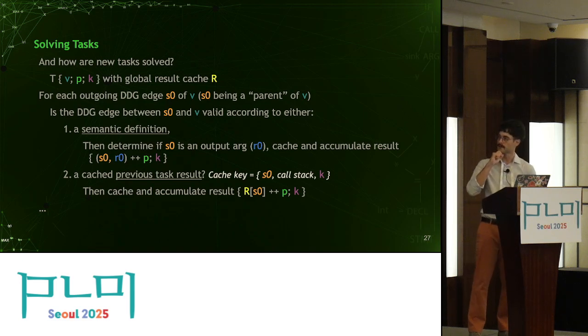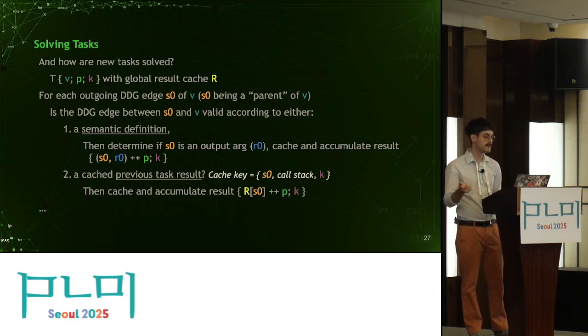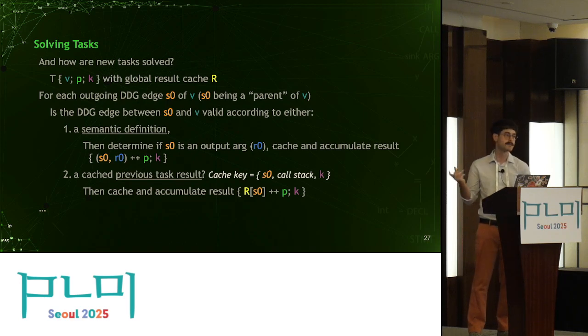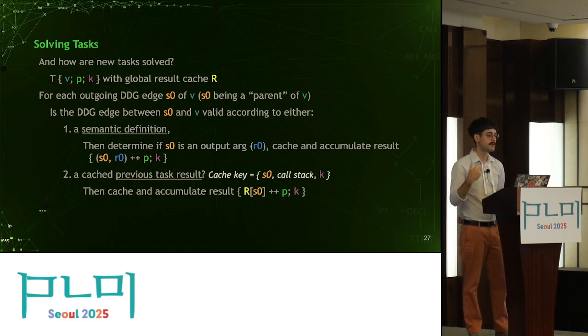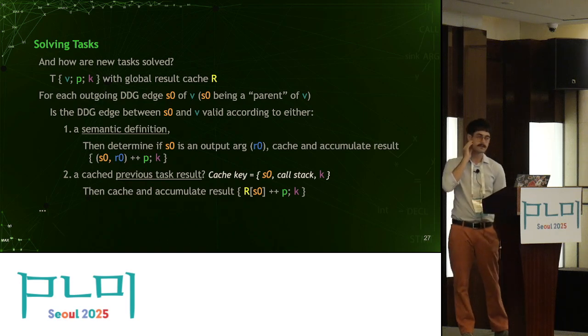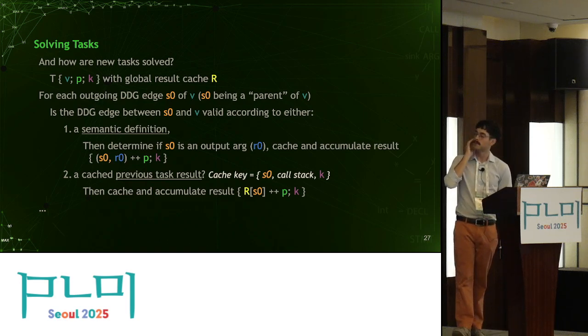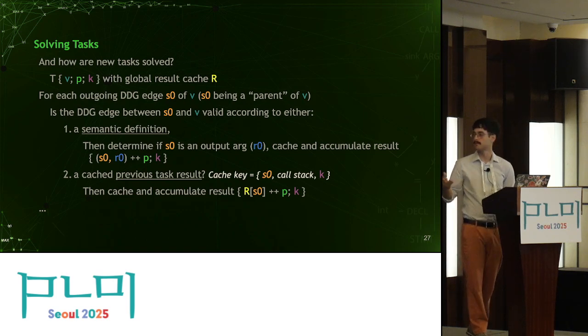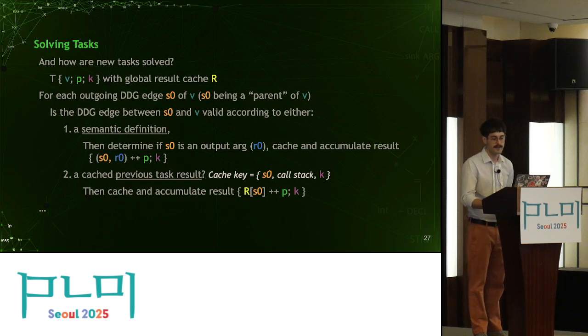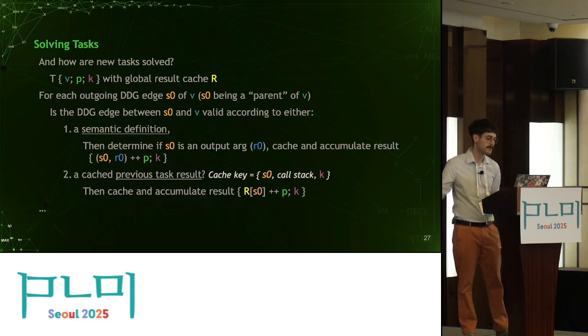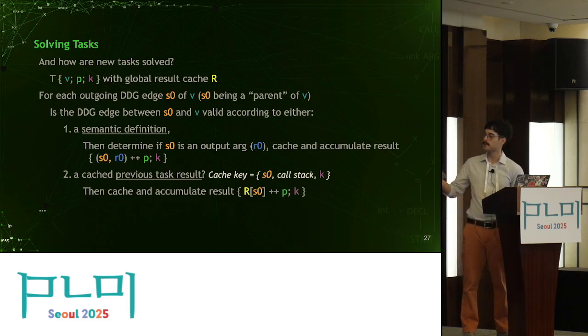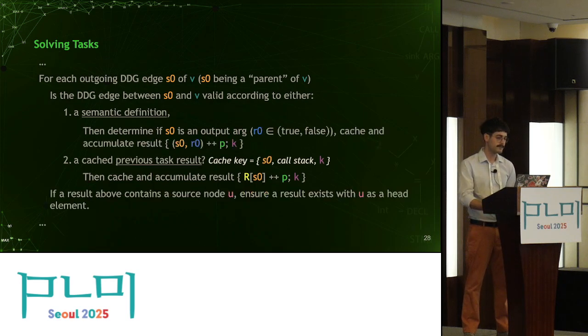If it is, then we have a result of S0, and the second part of the tuple is whether it's an output argument, which will determine if the result is going to be a new task. Otherwise, is there a cached previous task result, in which case the prepending path would be a little bit longer, and we save a bit of computation. To not have incorrect cache results, we have the following cache key, which is the node, the call stack up until that point, and the k depth.